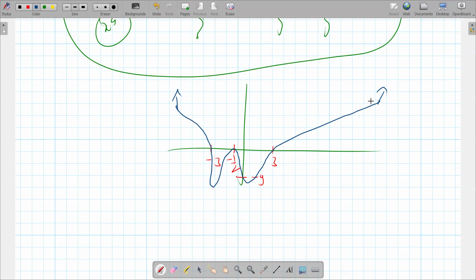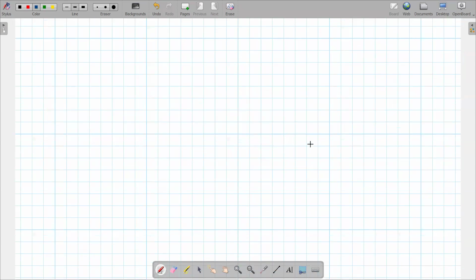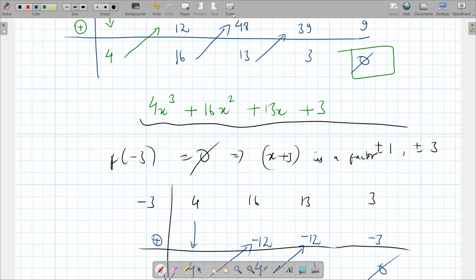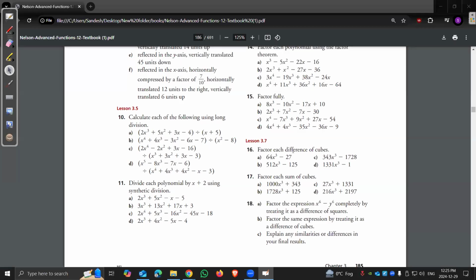So that's how you graph a quartic function, even a quintic function, or any higher degree polynomial functions. You have to use the idea of factor theorem and then do multiple synthetic divisions depending on what degree function you're dealing with.